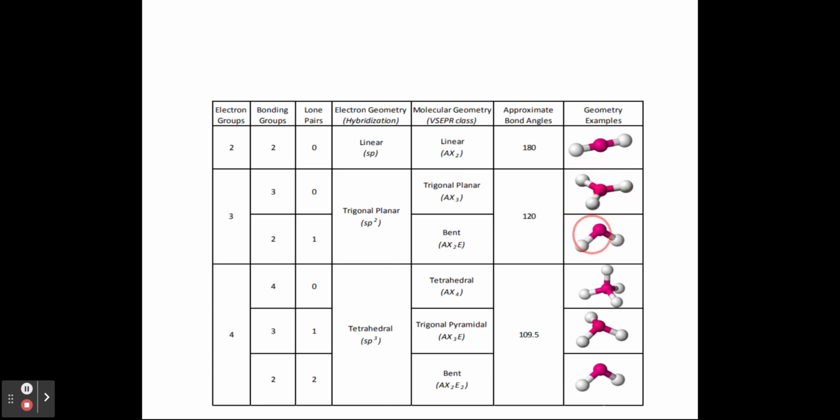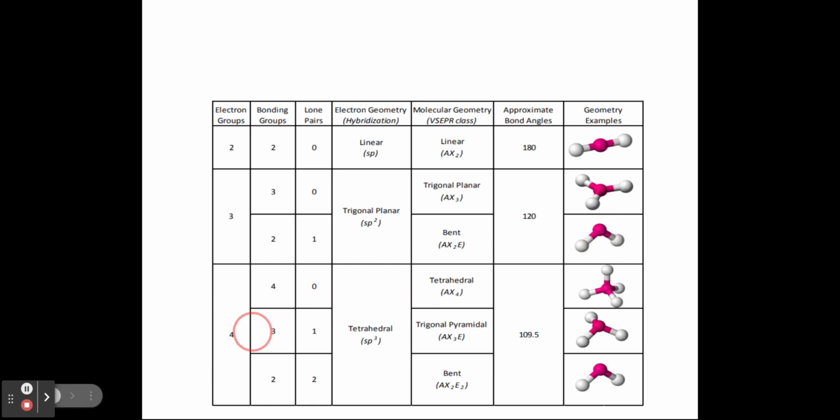And for the molecule that has 1 lone pair, if the molecule has 2 bonding pairs and 1 lone pair, it's still sp2 hybridized, because the lone pair here is occupying one of the hybrid orbitals. So you get the bent shape, right?